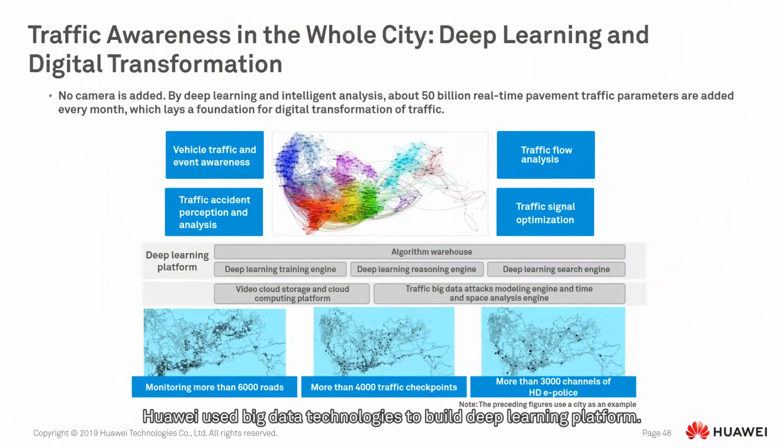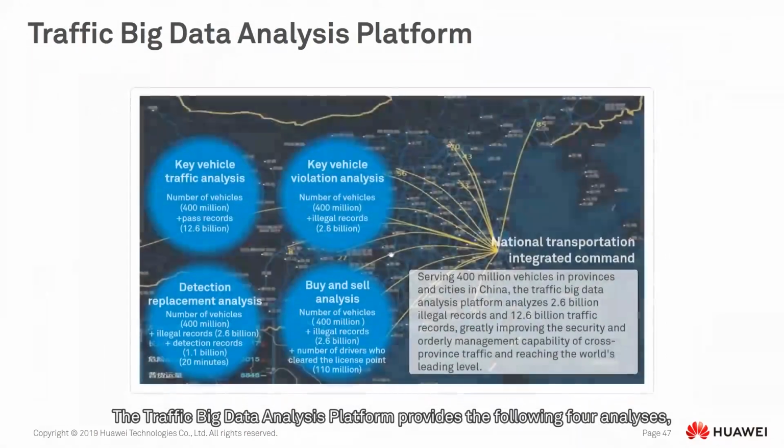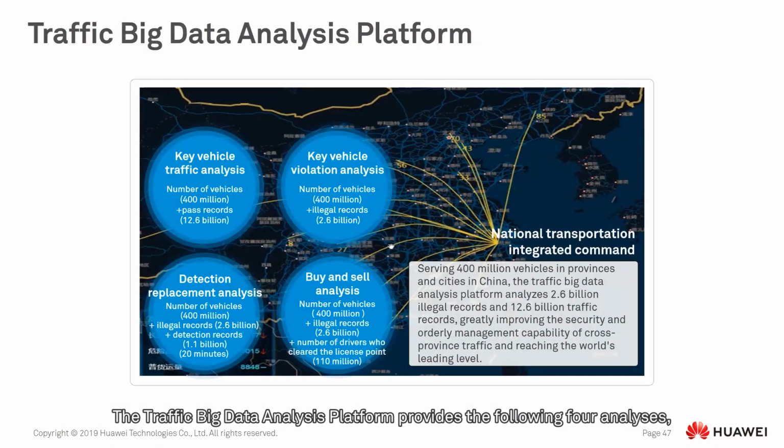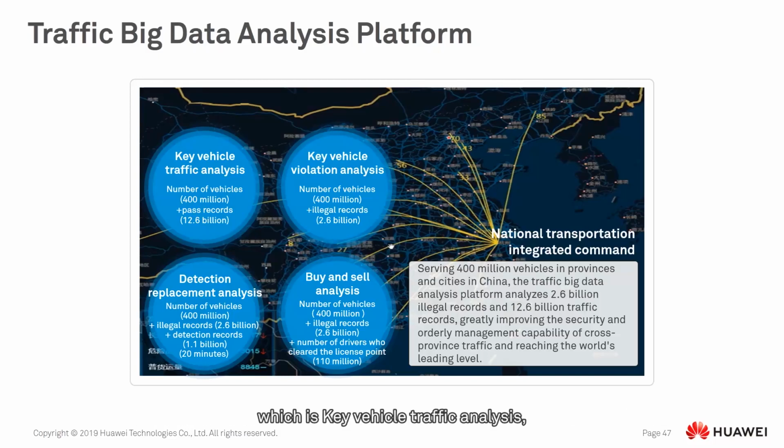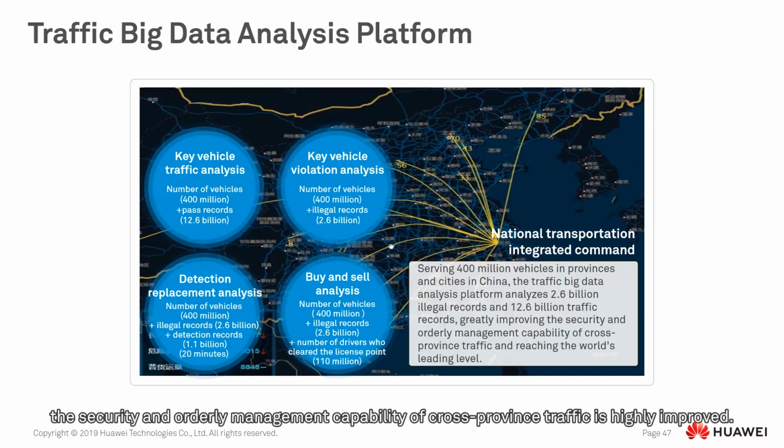Huawei uses big data technologies to build a deep learning platform. By deep learning and intelligent analysis, the platform lays a foundation for digital transformation of traffic. The Traffic Big Data Analysis platform provides the following four analyses: key vehicle traffic analysis, key vehicle violation analysis, detection replacement analysis, and buy and sell analysis. With this platform, the security and orderly management capability of cross-province traffic is highly improved.